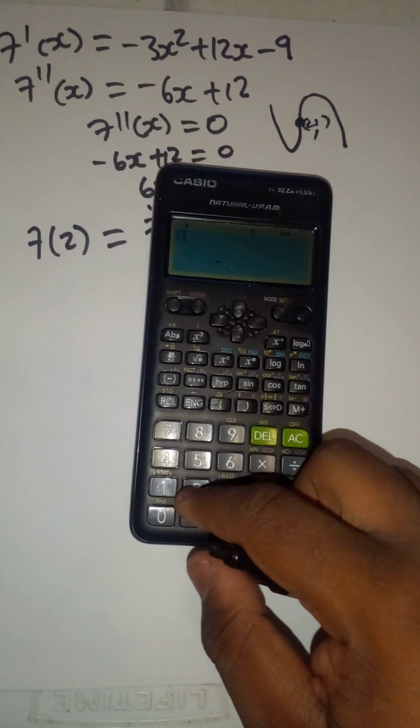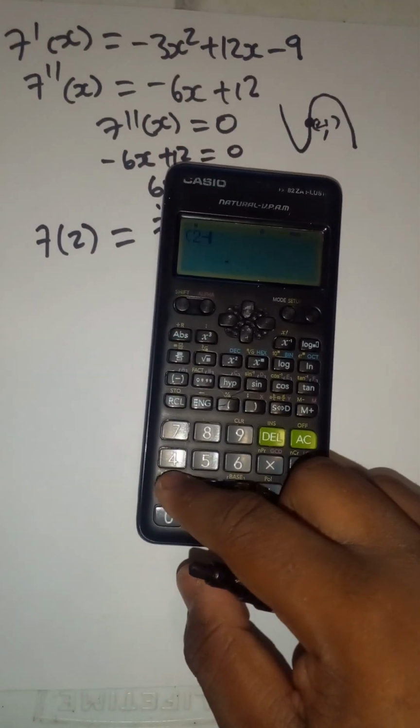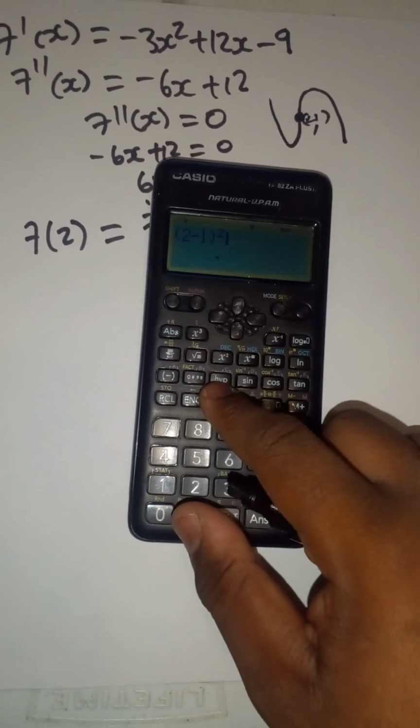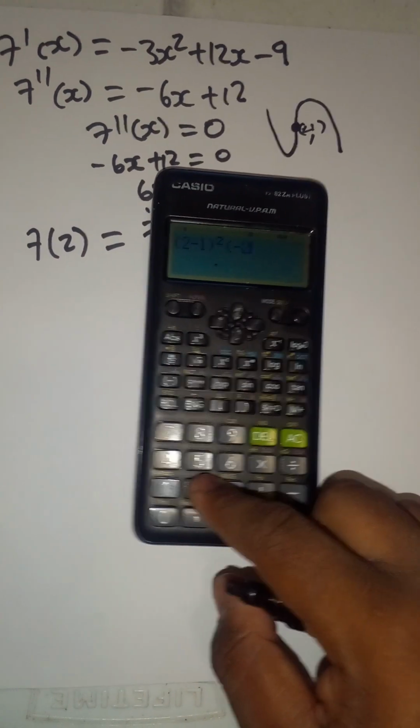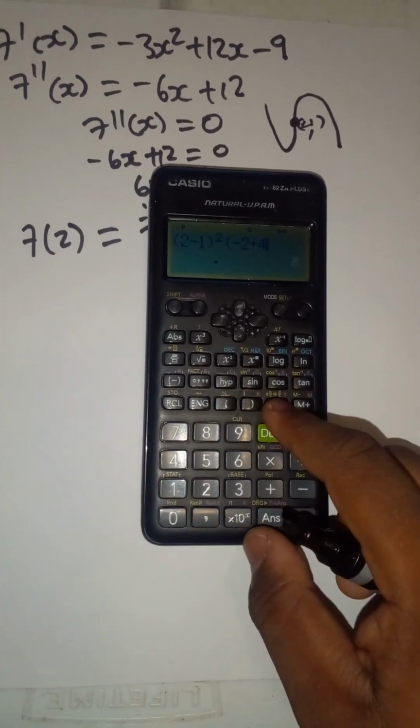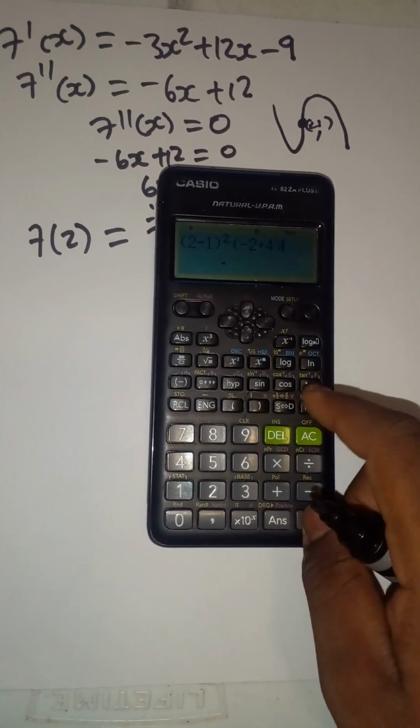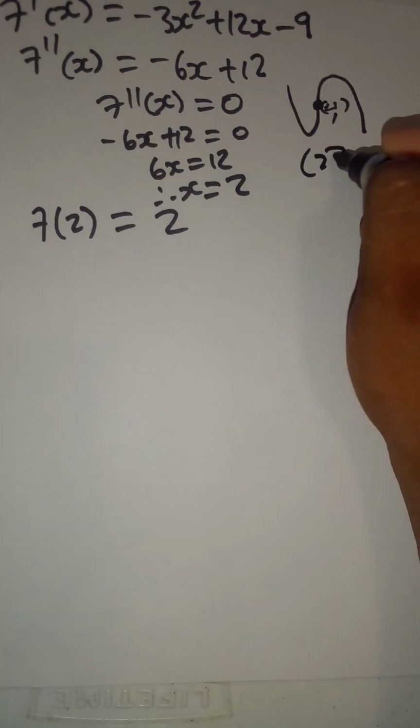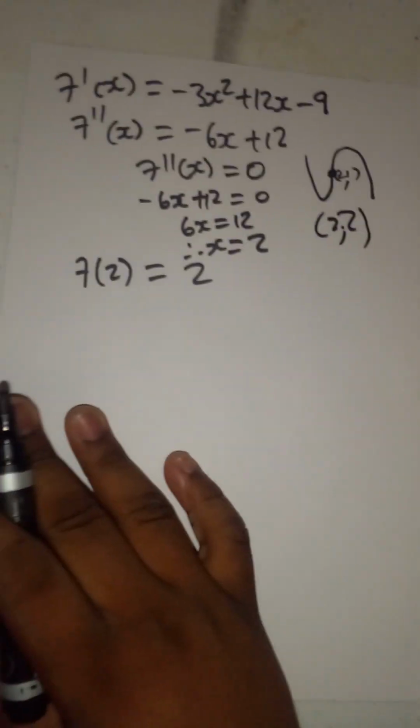This is how I found my answer there. I used the second equation, whereby it was x minus 1 squared and then minus x plus 4. You see, I got 2 there. But now at the point of inflection, I have what? 2 and 2 at the point of inflection.